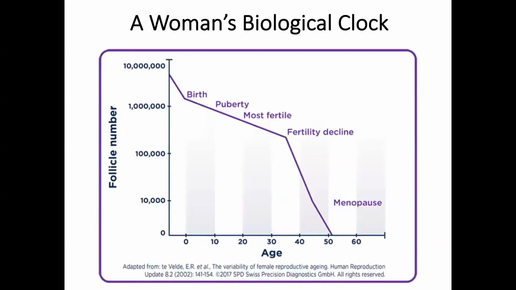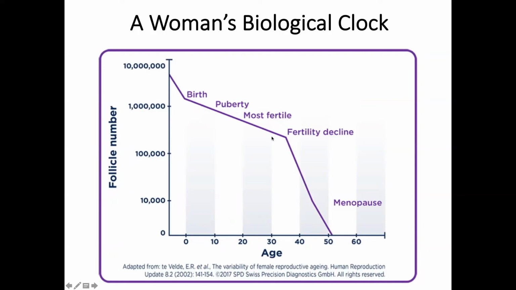Let's first take a look at a picture that shows a female's biological clock. The y-axis shows the follicle number, because one follicle contains one egg. So this basically refers to the number of eggs. As you can see, the female has the most eggs before she is born, and from puberty to 35 years old, the number of follicles remains at a relatively constant level.